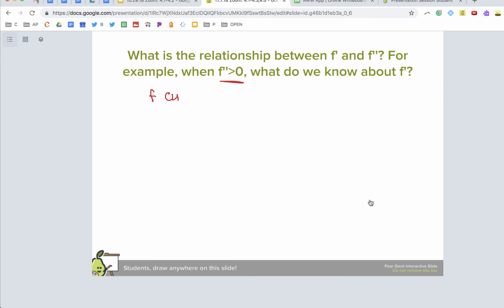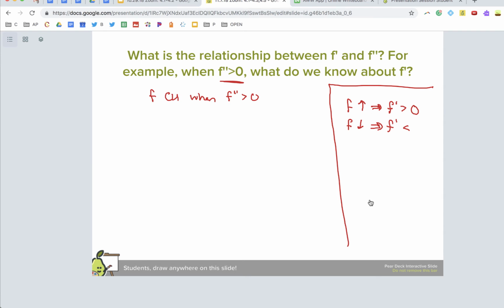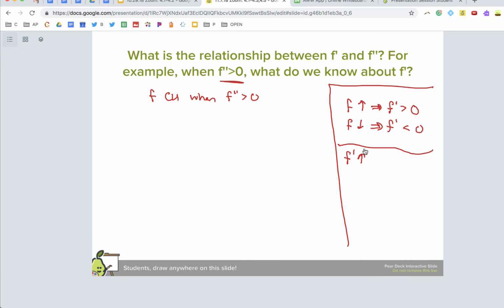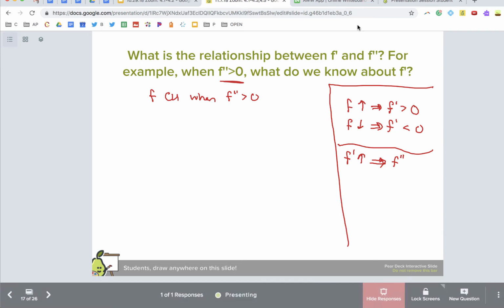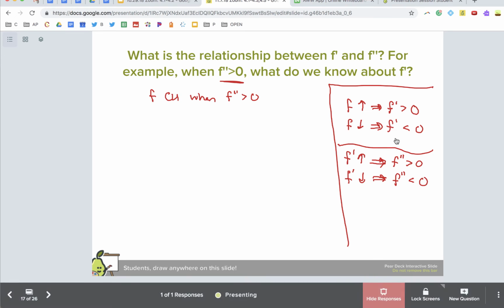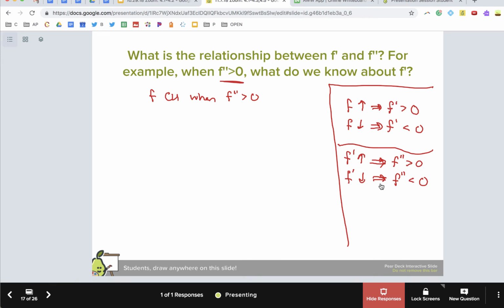F is concave up when f double prime is greater than 0. But what does that mean about f prime? We know that f increasing means that f prime is greater than 0. We know f decreasing means that f prime is less than 0. We can take that relationship down a notch too. So just put a prime on it. So f prime increasing would mean that f double prime is greater than 0. See, I just put a prime on everything. If f is increasing means f prime is greater than 0, then f prime increasing means that f double prime is greater than 0. Just take everything down a notch. So same relationship, f prime decreasing means that f double prime is less than 0. If you can manipulate like this, you can do everything in calculus, okay?